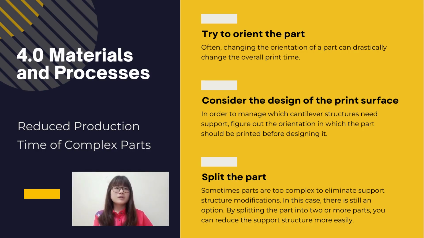There are some ways you can reduce the resulting time cost. First, try orienting the parts. Often, changing the part orientation can drastically change the overall print time. Second, consider the design of the print surface. In order to manage which cantilever structures need support, figure out the orientation in which the part should be printed before designing it. Third, split the part. Sometimes the part is too complicated to remove the support structure by modification. In this case, there is still an option. By splitting the part into 2 or more parts, you can reduce the support structure more easily.